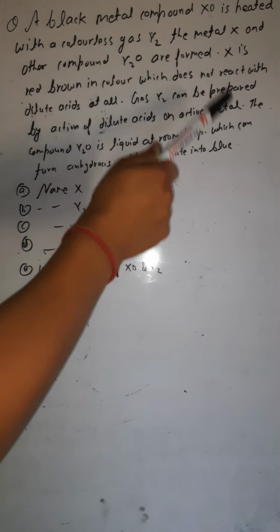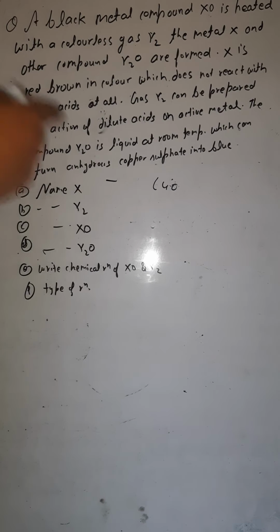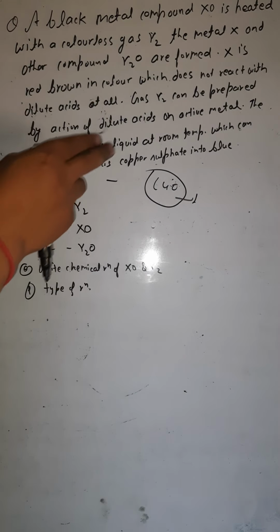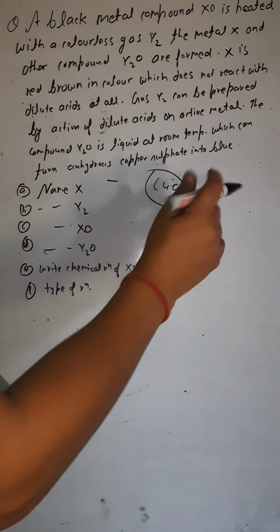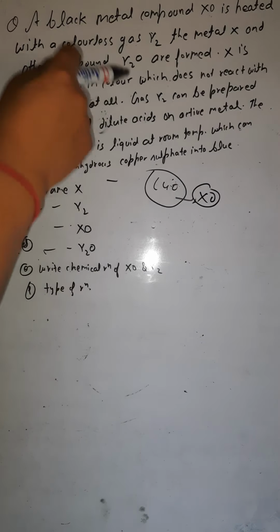Okay, so first of all, you have to take the hint from the question. A black metal compound XO. So XO, just now in the previous question you have read about a compound, that is Cu2O. Cu2O was red brown in color. When you are heating the Cu2O, it was making CuO, which was having the black color. So the metal compound XO could be CuO also, because the color of CuO, copper oxide, is also black, and the black metal compound XO is also having the black color. So XO could be CuO here. Okay, so let's see the answer.